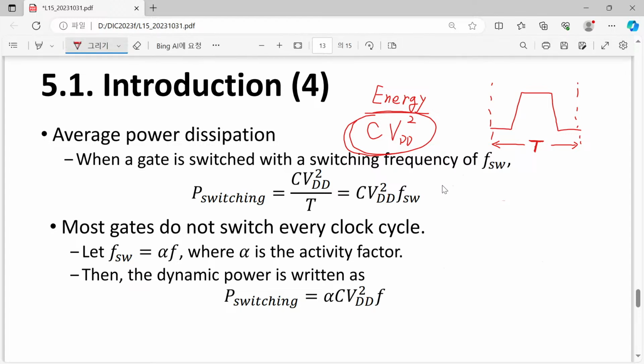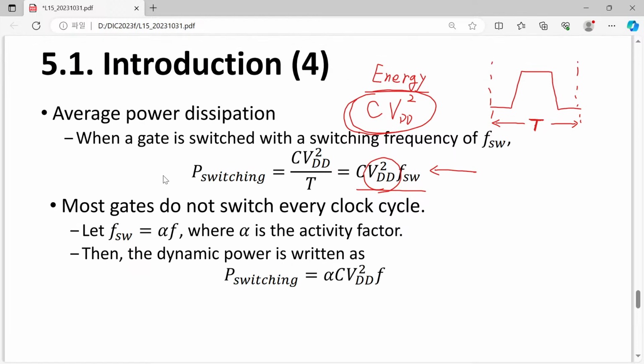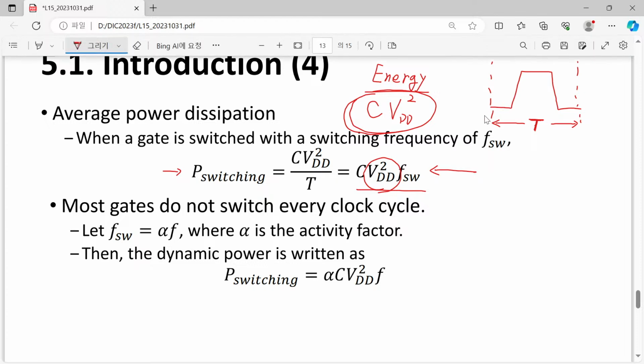Therefore, I want to summarize this lecture. It is really important to understand this one. Reduction of VDD is really important. This switching power is obtained from the case where we switch our logic gate every time. So every period we turn it on and turn it off, turn it on and turn it off.